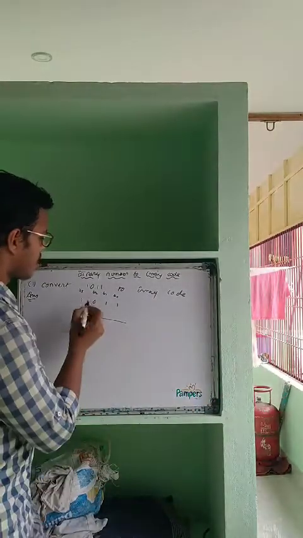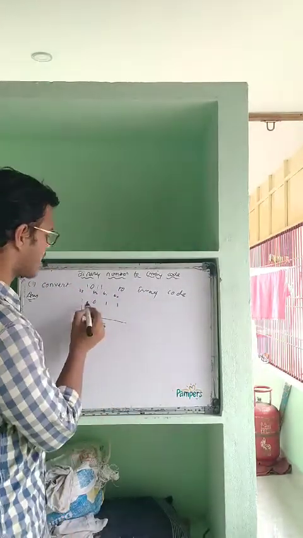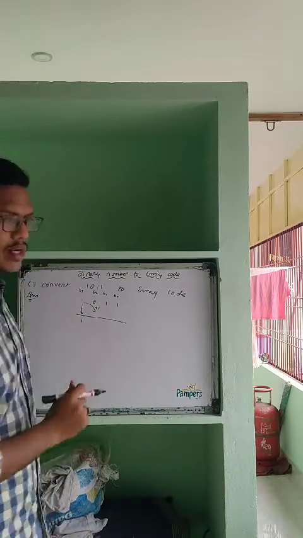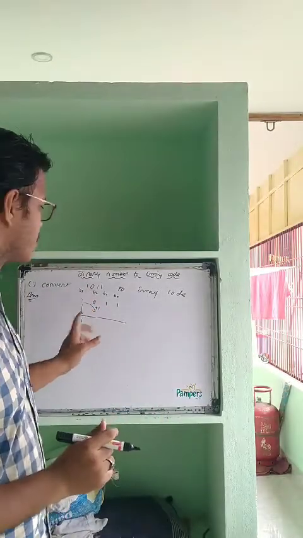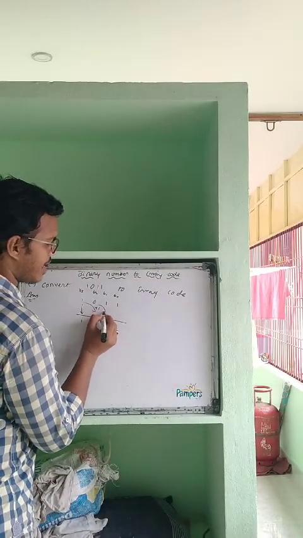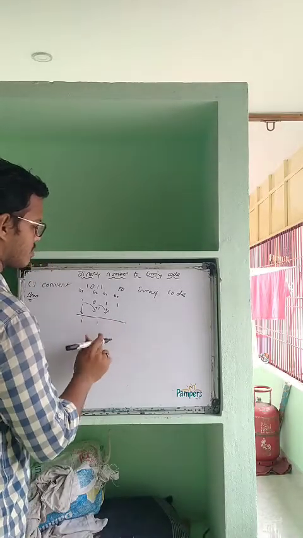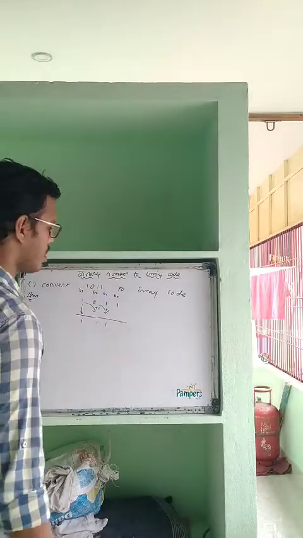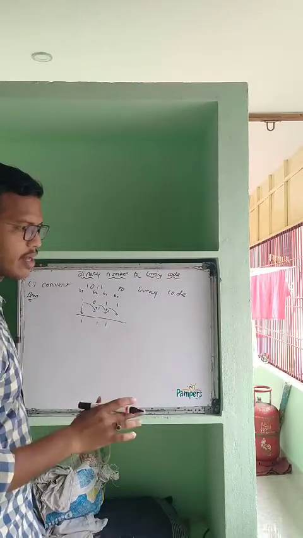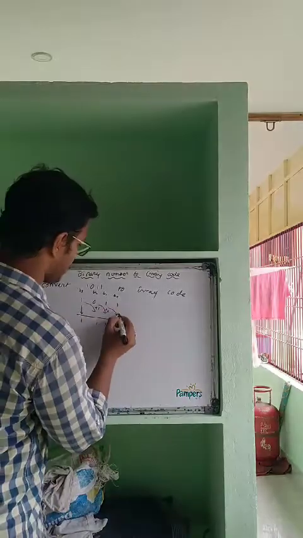Then we have to add the MSB to the next bit. We have to add 1 to the 0. So 0 plus 1 is 1. Next add 0 plus 0, then you get 0. Neglect the carries. Here the carry is 0, the sum is 1. So plus 1.